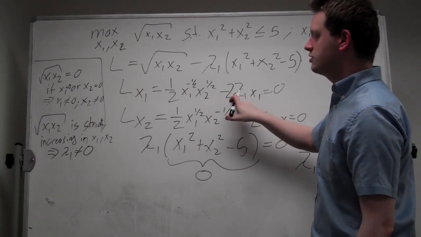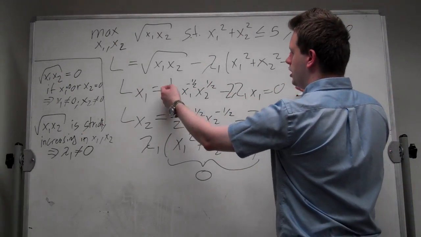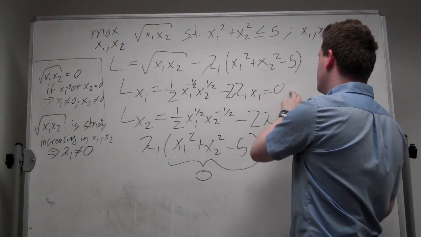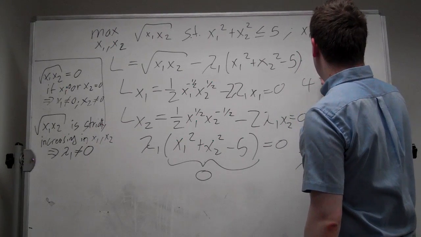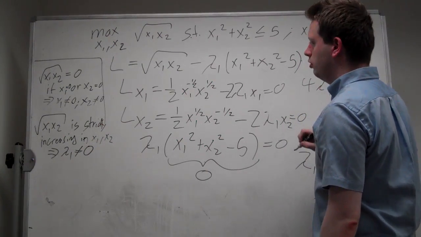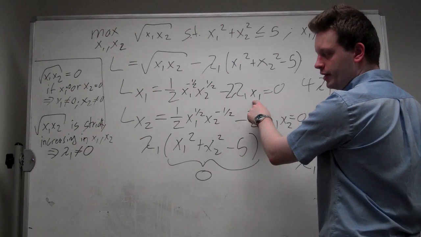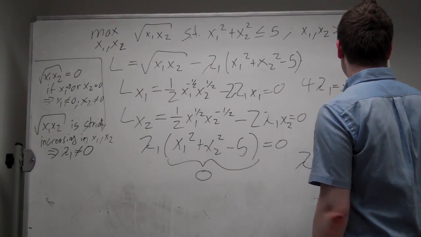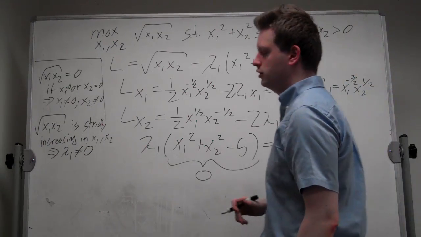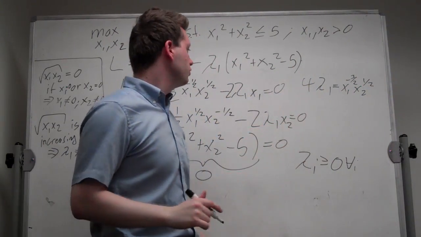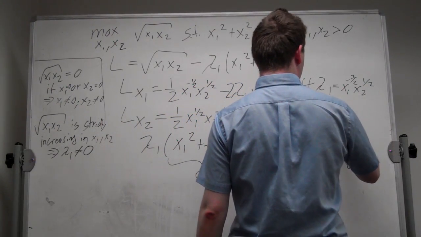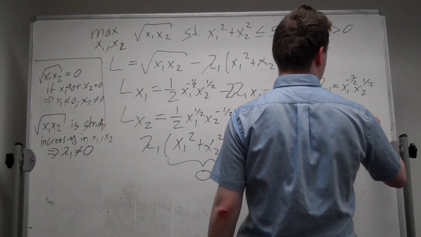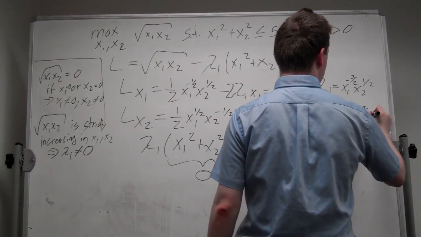So the first one, let's solve for 4 lambda. We multiply by 2, divide by x1, and take 4 lambda to the other side, and we get 4 lambda 1 is equal to, so we divide by x1, so x1 to the minus 3 halves times x2 to the 1 half. Okay? From the second one, we get almost the same. 4 lambda 1 is equal to x1 to the 1 half and x2 to the minus 3 halves.